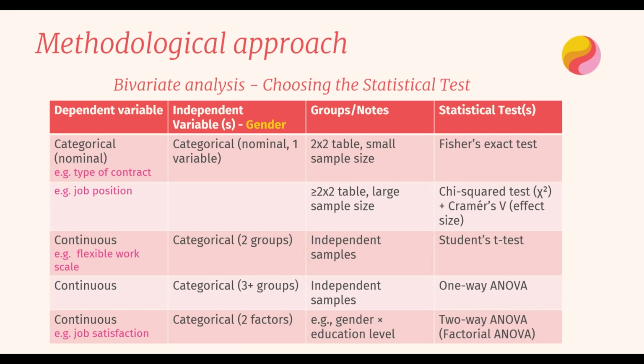For another continuous outcome, like job satisfaction, that is another scale that we have in the GEAM, and if we introduce more factors, not only gender but another factor like the education level, we can use the factorial ANOVA. So that is a summary that the manual has in this chapter.